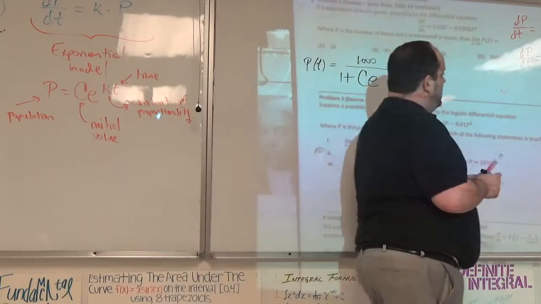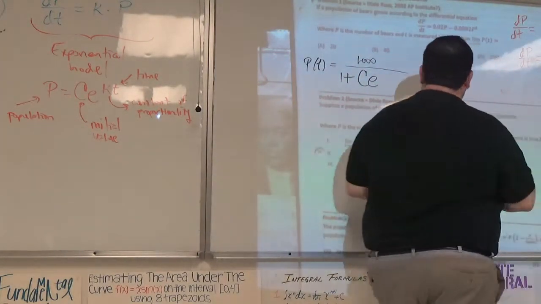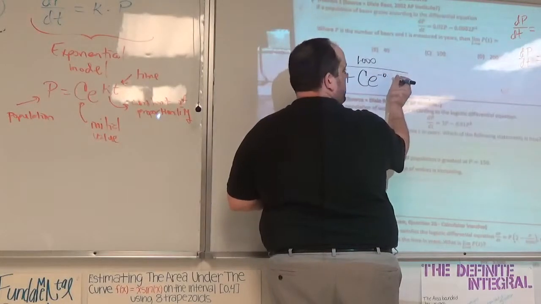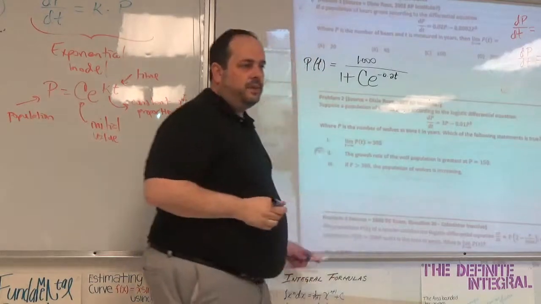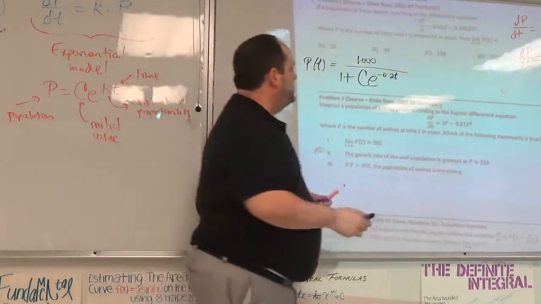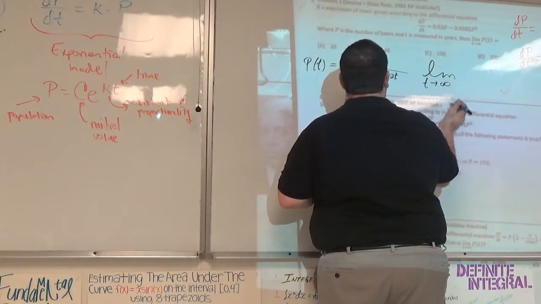Okay, so it's the negative of this guy times this guy. So it's going to be negative 0.2t. That's your population equation. You guys are about to want to smack your heads. What's the limit as t approaches infinity?